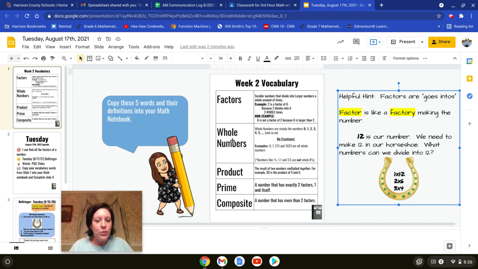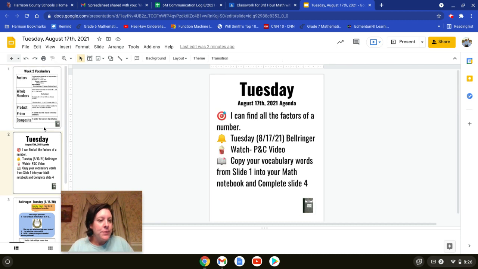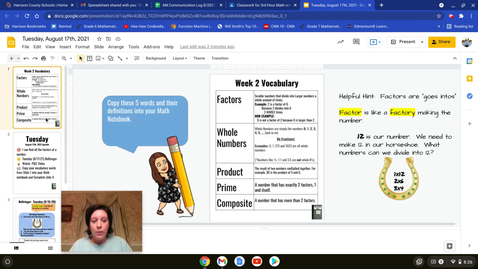You're going to write down whole numbers, product, prime has exactly 2 factors, composite has more than 2 factors. So when you look at 12, for example, see how it has lots of factors? It has more than 2, so it's composite.